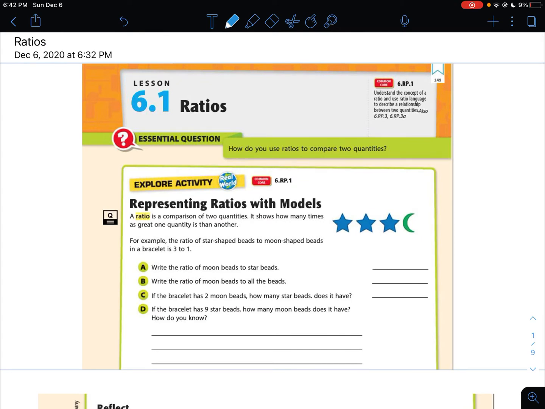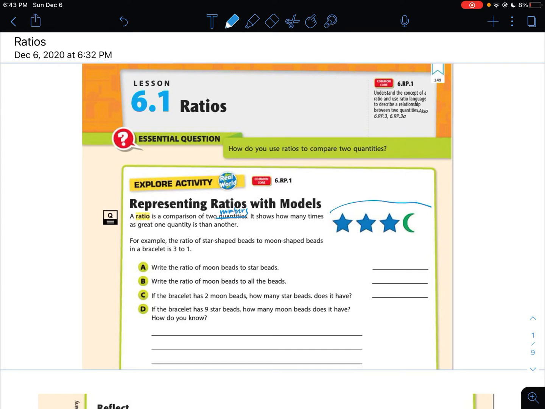Pause the video at this point if you don't have your book at page 149 yet, because I'm going to keep going, okay? So a ratio is, the book calls it a comparison of two quantities, and it's really just a comparison of two numbers. Quantities is just a fancy word for comparing two numbers. It shows how many times as great one quantity is than the other. So, for example, a ratio of star-shaped beads to moon-shaped beads, right here, in the bracelet is 3 to 1.